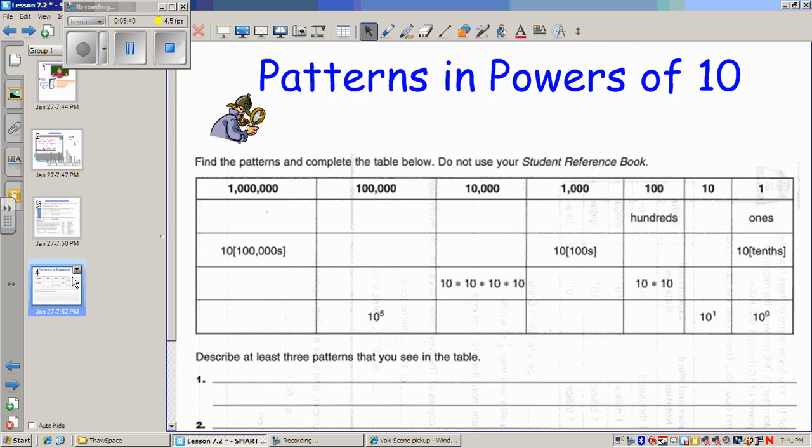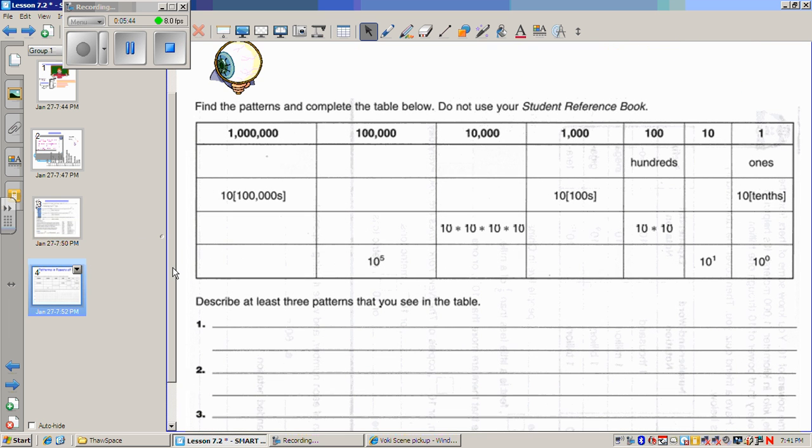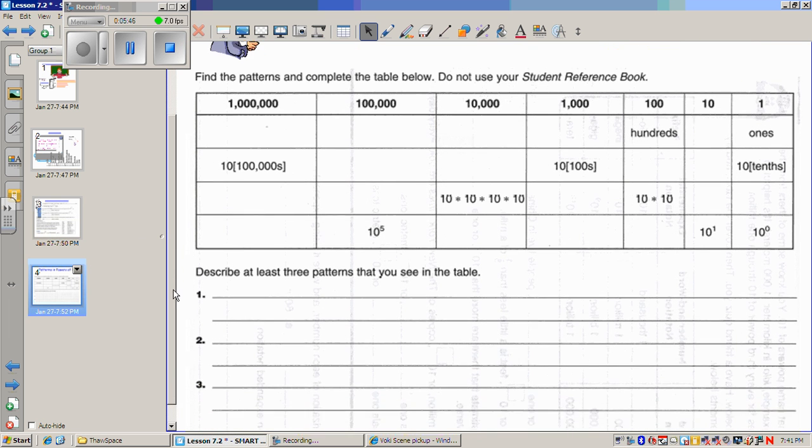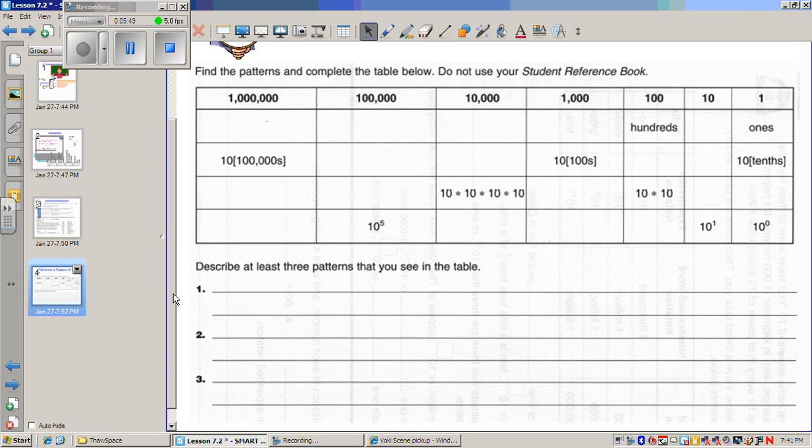And then finally, you should have a chart, and it says patterns and powers of 10. You should have a chart in your book, and it says find the patterns and complete the table below. It says do not use your student reference book, but that won't be a problem anyways because you won't have your student reference book at home. There's a pattern in each row going across if you look at it. We have millions, 100,000, 10,000, 1,000, 100, 10, and ones. And if you notice underneath it, I see ones and hundreds, to give you a hint what you're writing in the top boxes across.